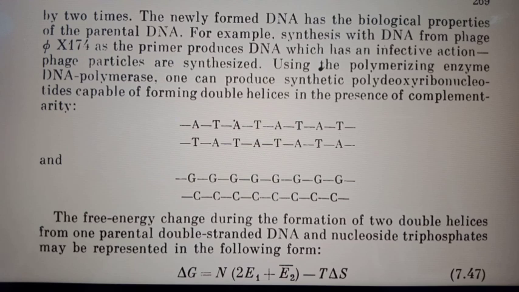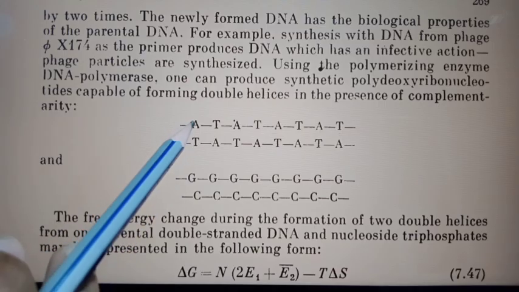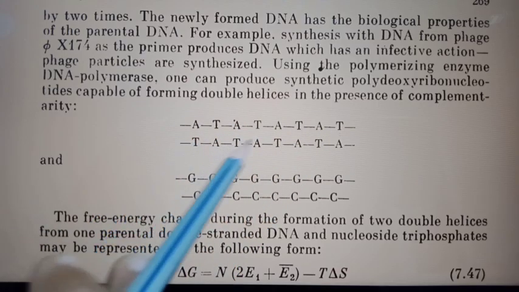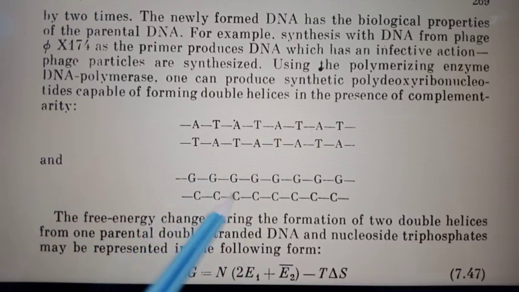One can produce synthetic polyribo- and polydeoxyribonucleotides capable of forming a double helix in the presence of complementary strands, such as A-T, T-A, like this and like this.